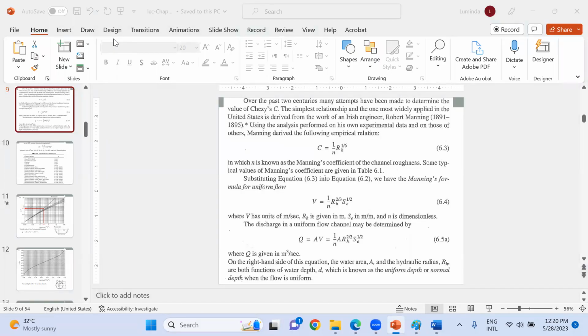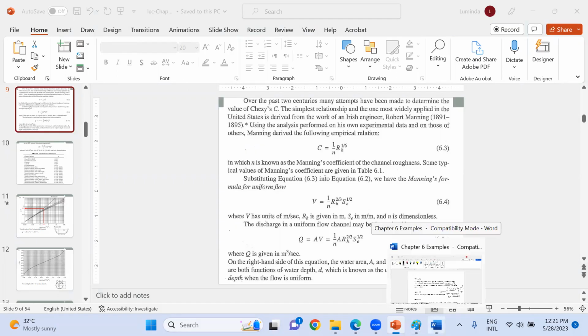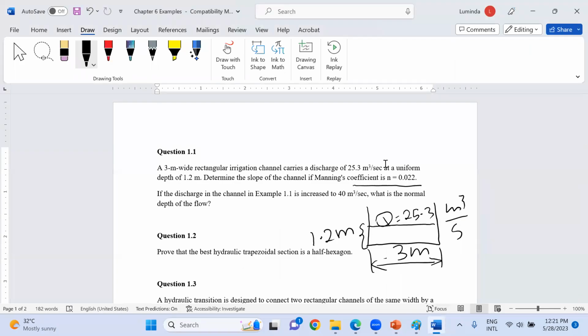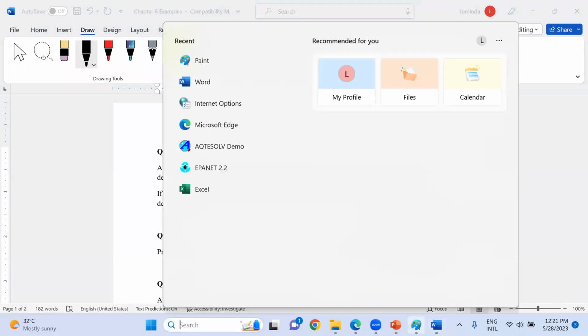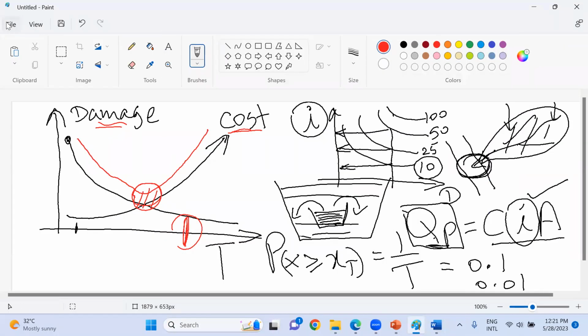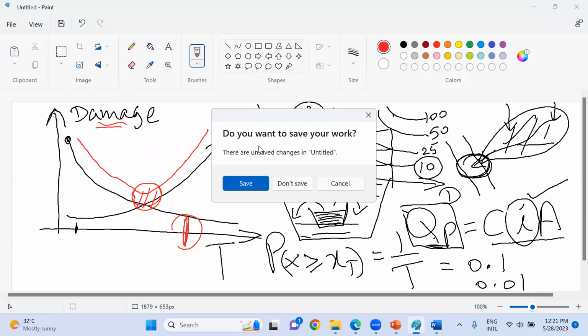Right, very good one. We have the answer 0.041. How about the others? Do we have the same answer? Right, because of the limited time we have, let me explain the idea behind it. Basically the equation Q is equal to AV.